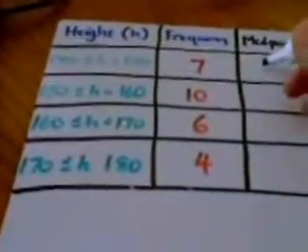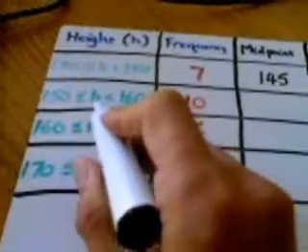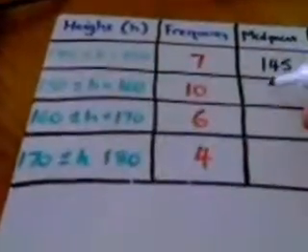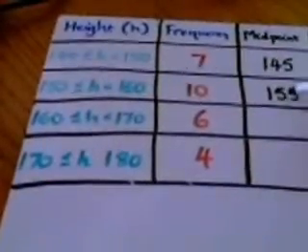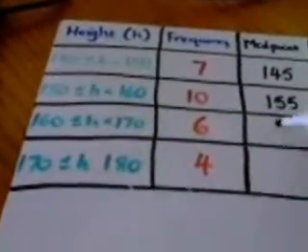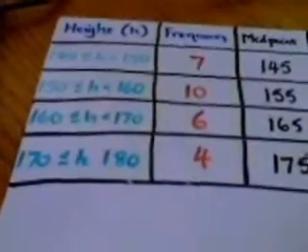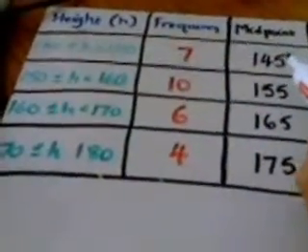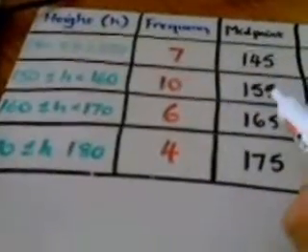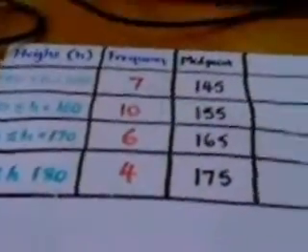So the midpoint between 140 and 150 would be 145. For 150 to 160, the midpoint would be 155. Just take care when you work out the midpoints, they're not always going to be a nice interval of 10. So we go 165 and 175. Now we've got that, we're saying 7 people are approximately 145 centimeters tall, 10 are 155, 6 are 165, and 4 are 175.